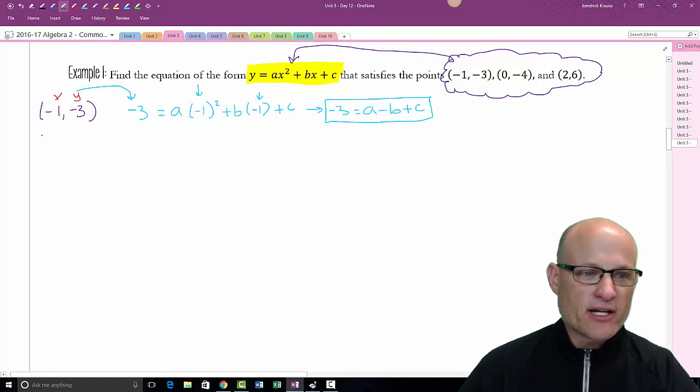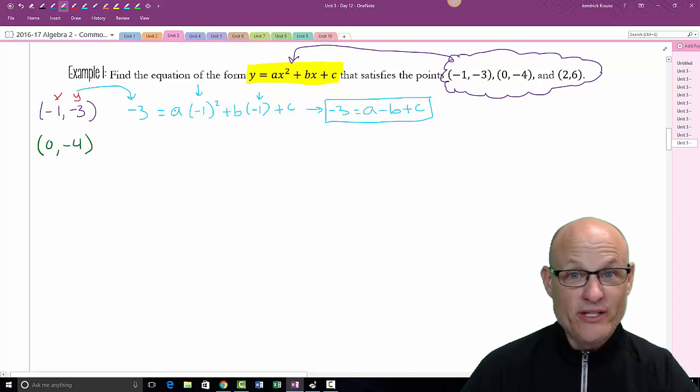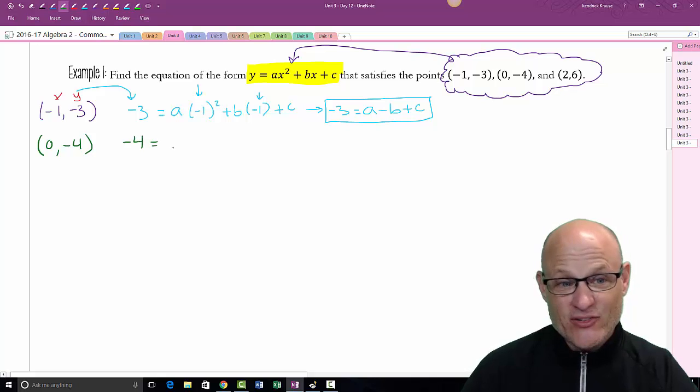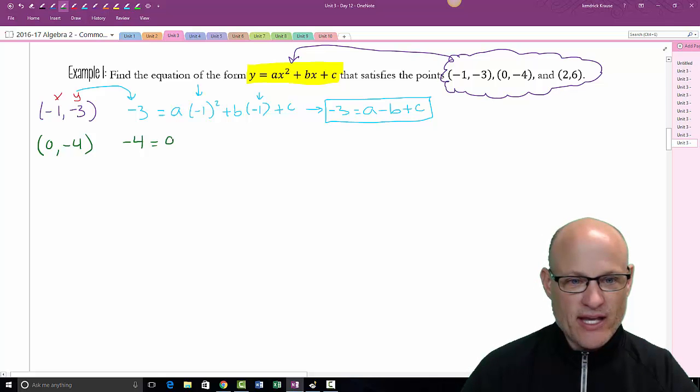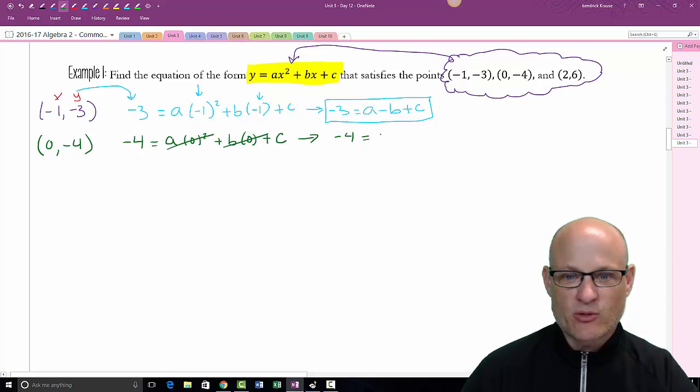Let's pick a different color. Next color is going to be this. Oh, 0, -4. That's going to be really, really nice. You'll see in a second why. So in for y goes -4, and in for x goes 0. So this is a times 0 squared plus b times 0 plus c. Well, that's 0 and that's 0. That means that -4 has to be equal to c. We're just going to end up plugging that thing in there.